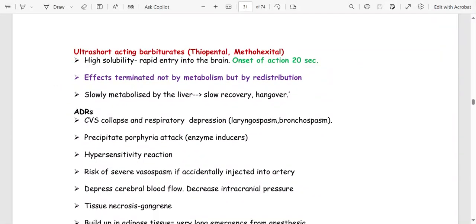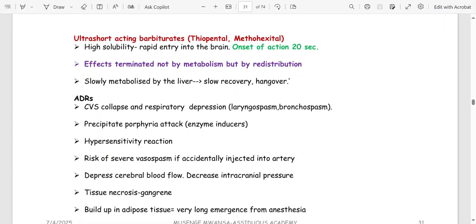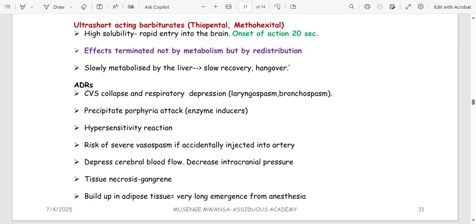So the adverse effects of these barbiturates include severe collapse and respiratory depression. They can precipitate porphyria attack. They are enzyme inducers, and there's also hypersensitivity reaction and risk of vasospasms. If you accidentally inject into an artery instead of a vein, they can cause vasospasms, contraction of the blood vessel, and so that reduces blood supply to an organ. They can also depress cerebral blood flow and decrease intracranial pressure. They can also cause tissue necrosis, and that can result in gangrene. Like an area, especially the foot, is not being supplied with blood, and so it ends up dying.